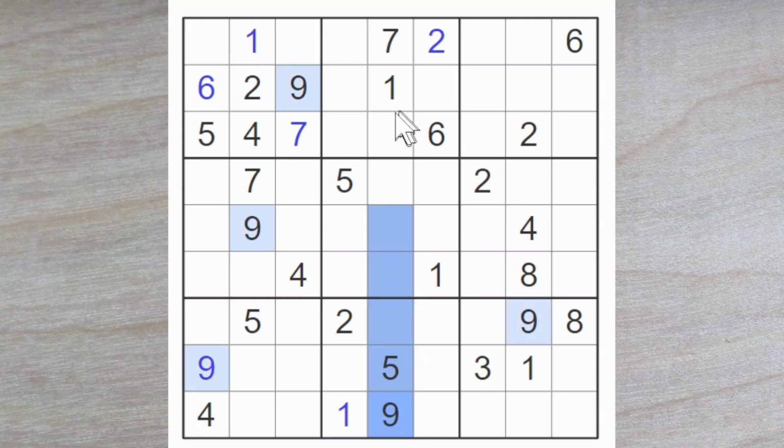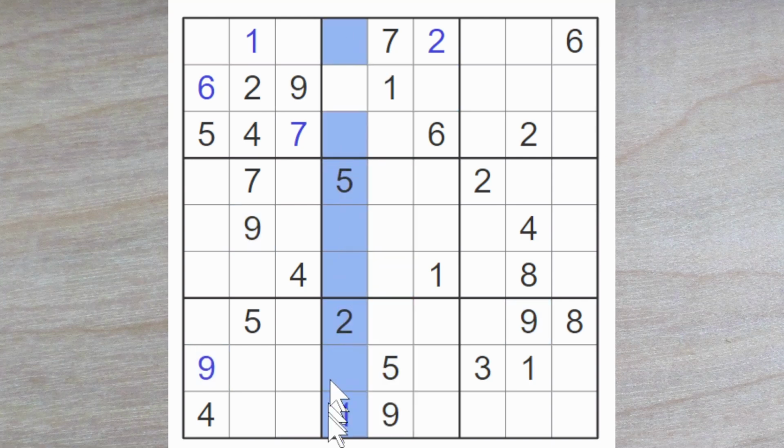This 9 blocks up. This 9 blocks across. One of these two squares must be a 9 and they block down. This 9 blocks up. This 9 blocks across. Therefore, this square must be a 9. I believe that more or less takes care of the easy digits so that we can enter without thinking.